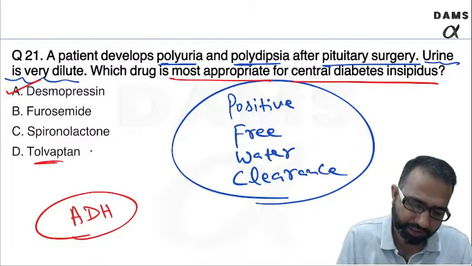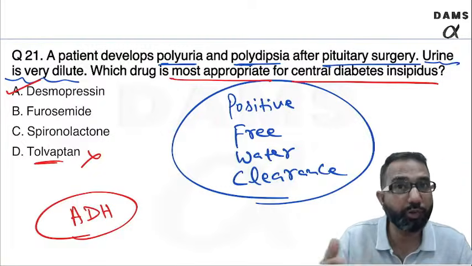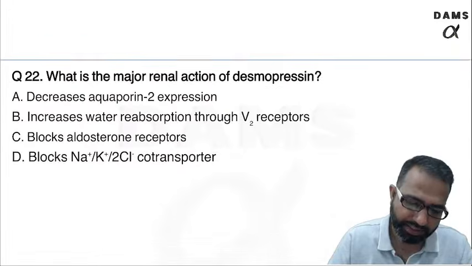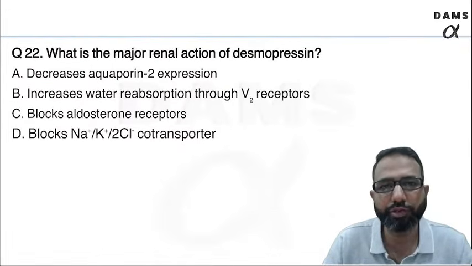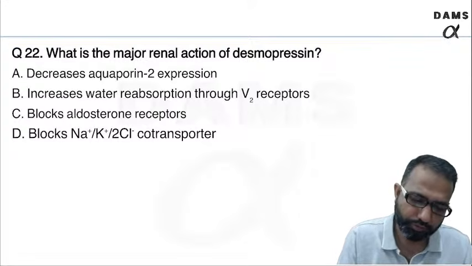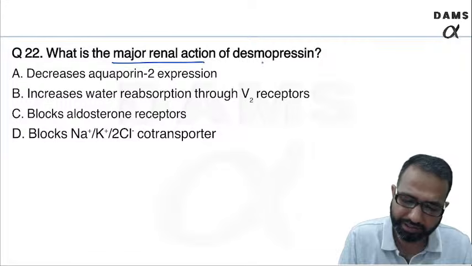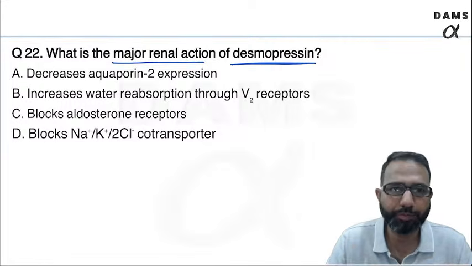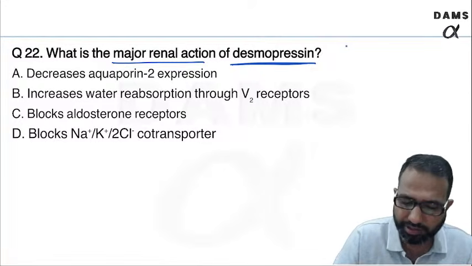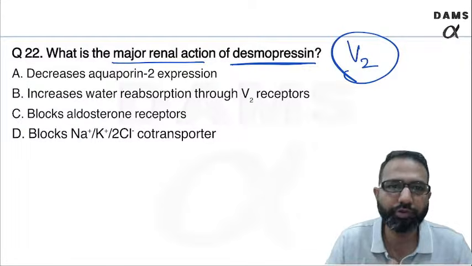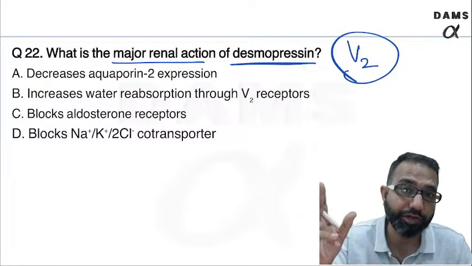Tolvaptan is an ADH antagonist, which is used for SIADH. If it is the opposite, in SIADH there is increased ADH, then we can use tolvaptan. So if I ask you what is the major renal action of desmopressin? Desmopressin is a posterior pituitary hormone. What is the major action? As I told you, desmopressin is the V2 analog, and it has its effect at the V2 receptor in the kidney.